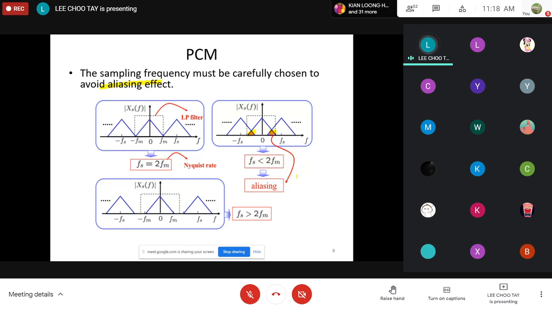If you have your sampling frequency greater than 2 times the highest frequency in your baseband signal, then you have enough gap between the different replicas of your spectrum, and that allows you to actually use a low pass filter to recover your baseband signal later on.